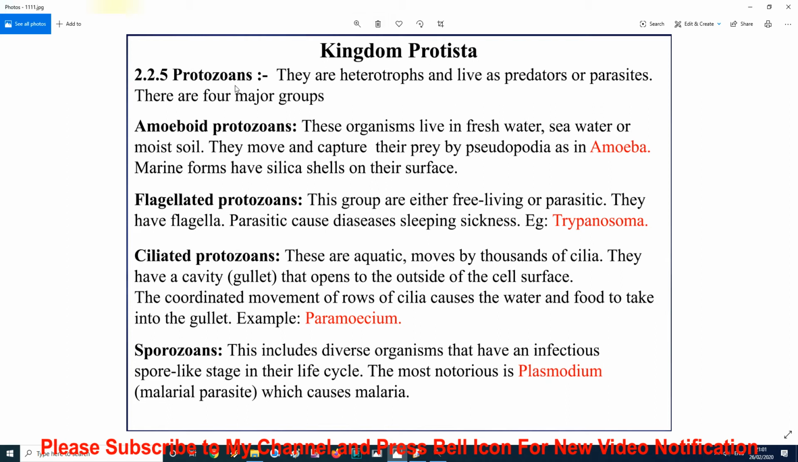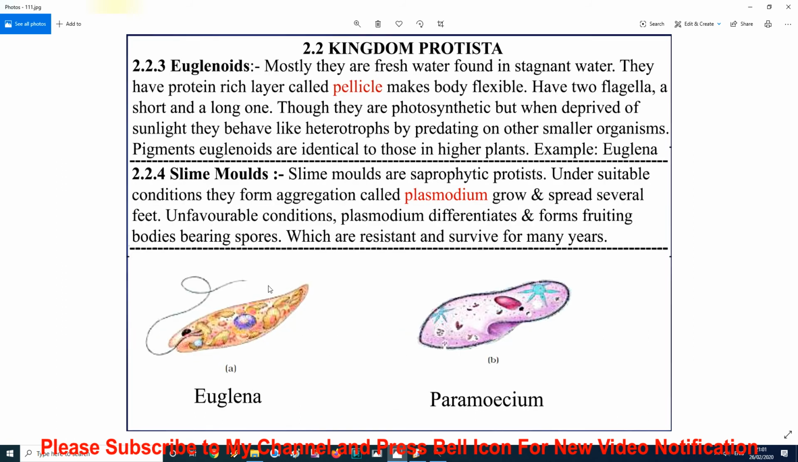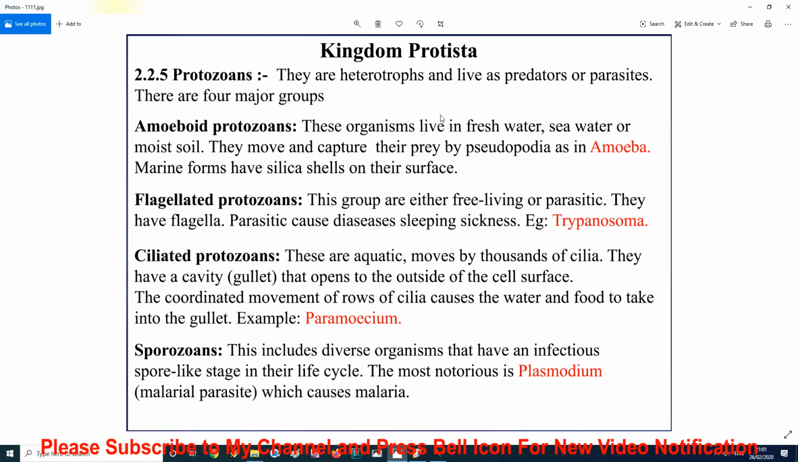The fifth one is the protozoan, which is the fifth category of kingdom Protista. Protozoans are heterotrophs and live as predators or parasites. This is generally called animal-like Protista. If you want to note down, chrysophytes and dinoflagellates are plant-like Protista, euglenoids are in between, slime molds are fungi-like Protista, and protozoans are animal-like Protista. They are majorly divided into four groups: amoeboid protozoan, flagellate protozoan, ciliated protozoan, and sporozoans.